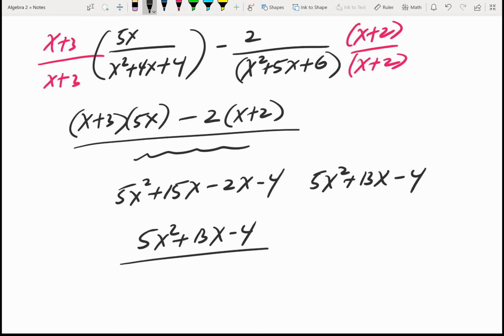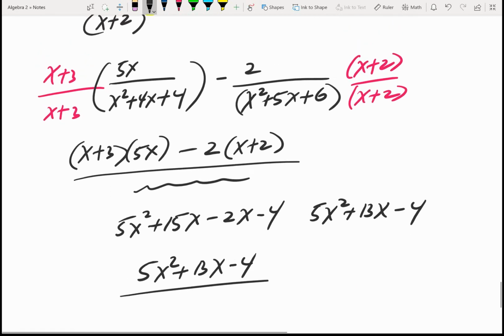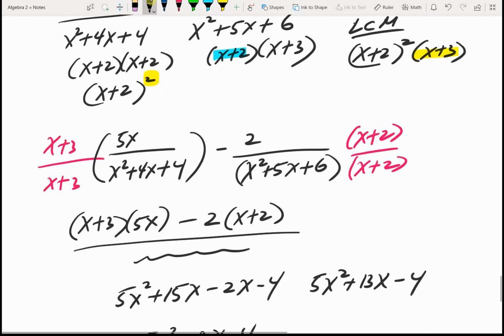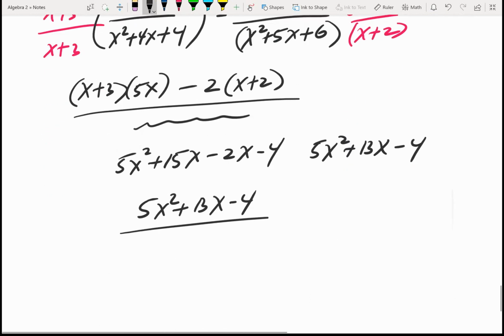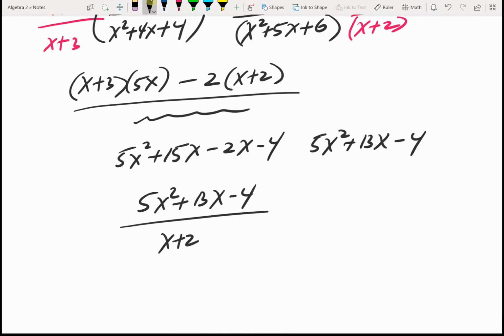my denominator, which, again, my LCM would include the x plus 2 squared and the x plus 3. So there. And I can multiply that through, but it's not necessary. We'll leave it like that. Unless you could factor that. And I don't believe you can factor the numerator. No, you would not be able to factor that. So that would be the final answer.